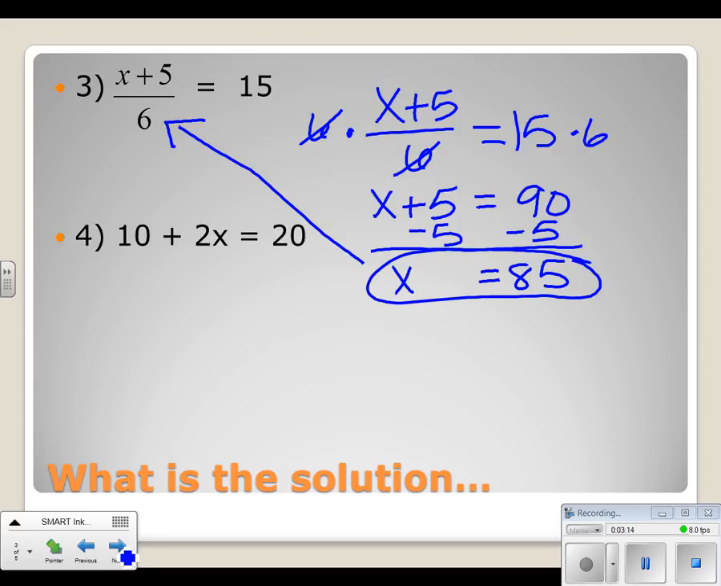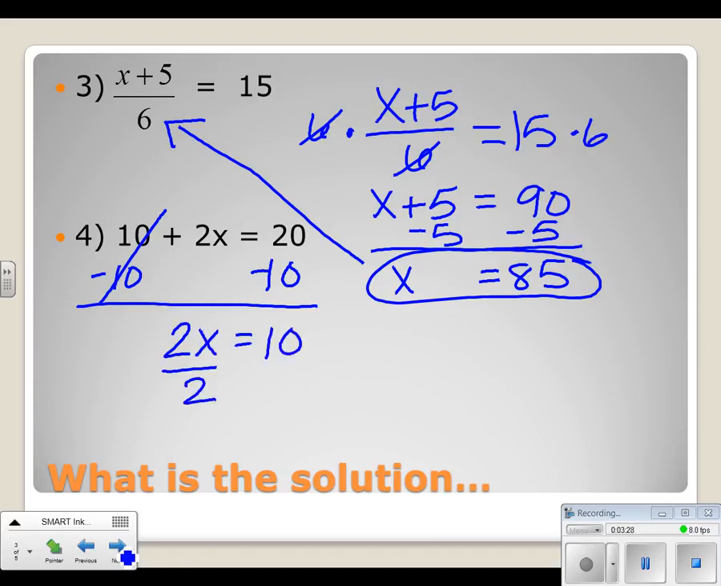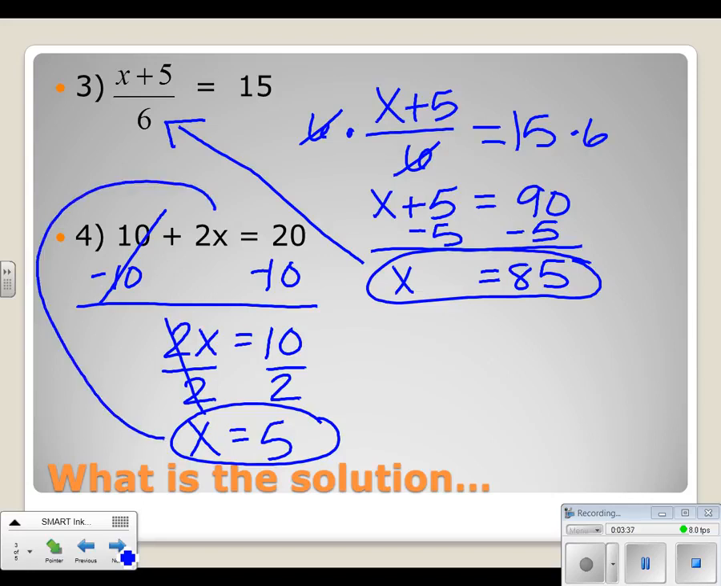10 plus 2x is the same as 20. To get the x alone, we're going to subtract 10 from both sides. Whatever we do to one side, we do to the other. That's 0. We're left with 2x is the same as 10. Divide by 2. That's 1x is the same as 5. Plug your answer into the original equation. 10 plus 2 times 5 is 20.